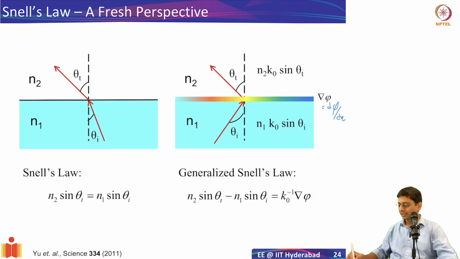So we said this gradient of phi is d phi by dx. I need to have the appropriate units to make it unitless. So I should have lambda by 2 pi. That's why I'm putting a K0 here. So this is essentially my generalized Snell's law.